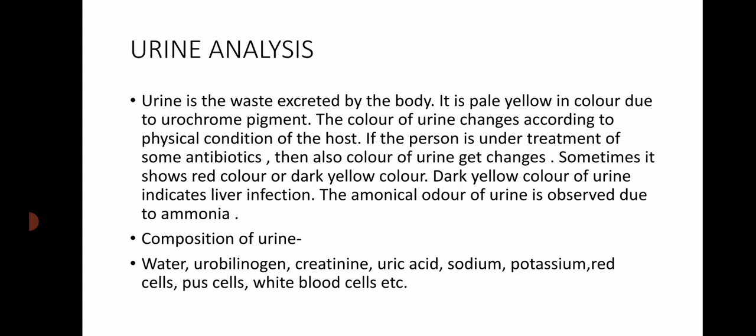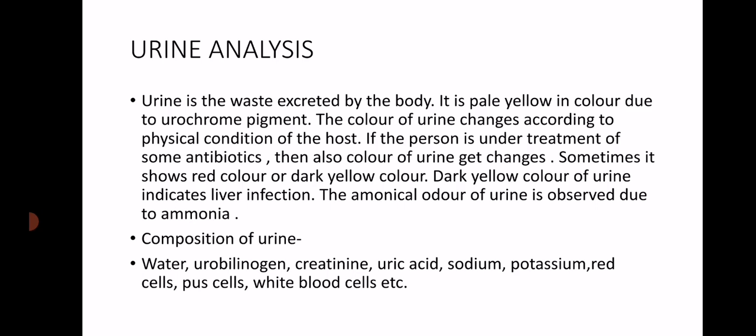So all of us know that urine is a waste product which is excreted by our body, and is pale yellow in color due to pigments like urochrome or urobilinogen. The color of urine may change according to the physical condition of the person. If the person is under treatment with some antibiotics or medicine, the color of the urine sample may change. Sometimes it shows red color or dark yellow color also.